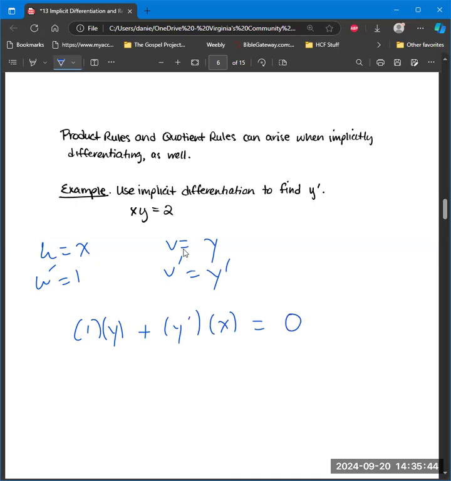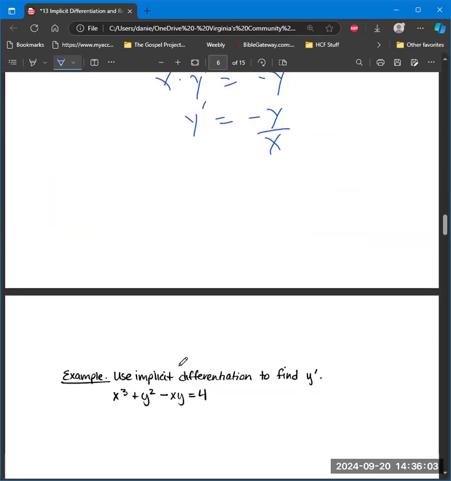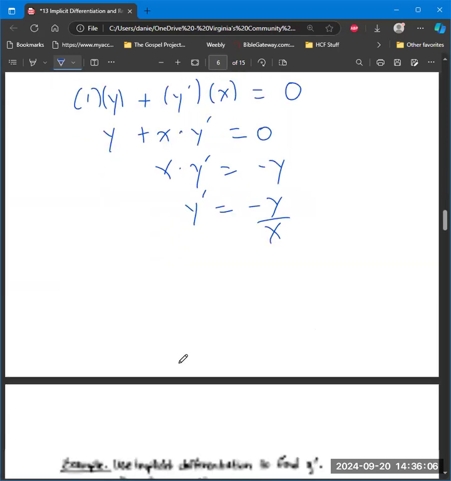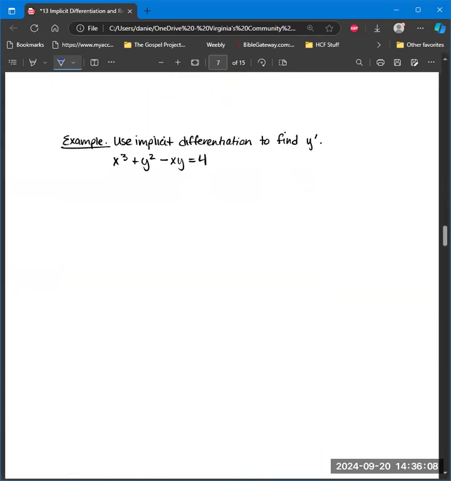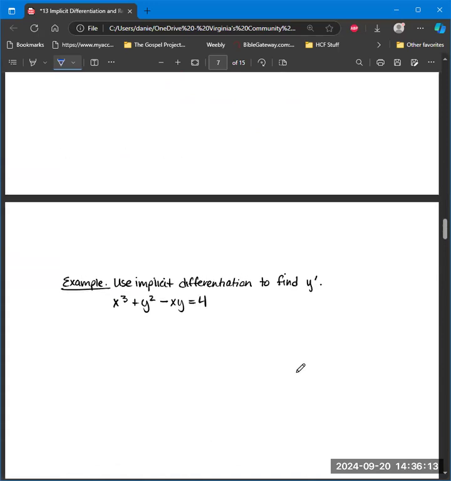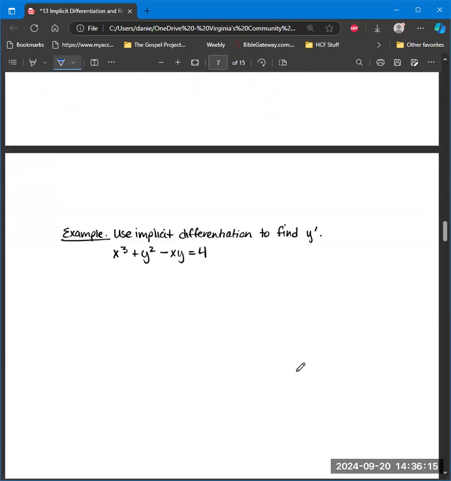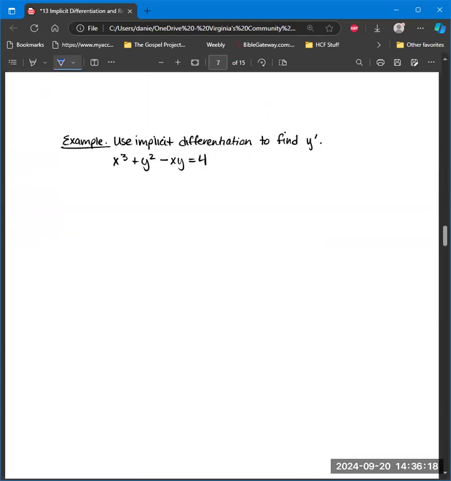Let's solve for y prime. y plus x times y prime is equal to 0. x times y prime is equal to negative y. y prime is equal to negative y over x. So that's an example of implicit differentiation that required the product rule. The product rule is occurring with the derivative of xy, that specific term.